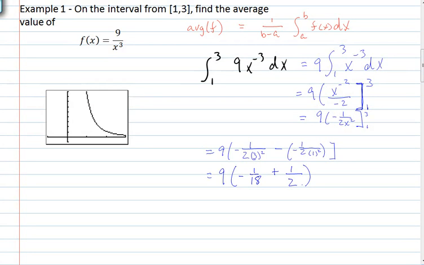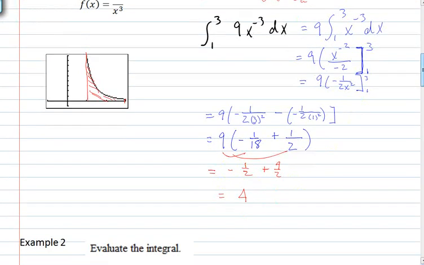Yes, no, maybe. When I distribute the 9, I end up getting negative 1/2 plus 9/2, and negative 1/2 plus 9/2 is 8/2, which is 4. Which means that this area from 1 to 3 is equal to 4. Now I've got to find the average value.